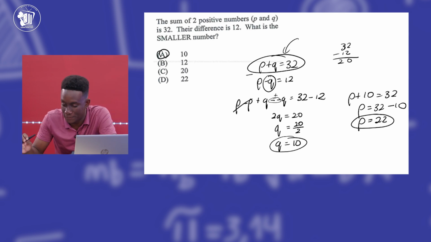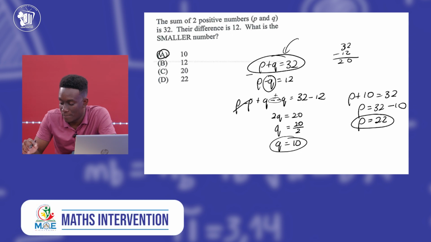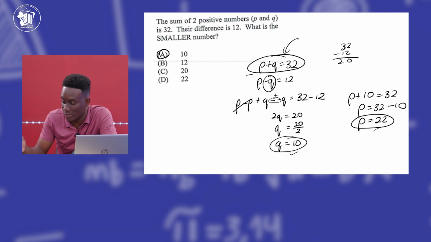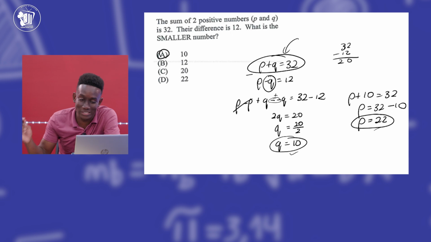And to double check our answer, it says the sum of two positive numbers, P and Q, is 32, so that's right. 10 plus 22 is 32 indeed, and their difference is 12. So 22 minus 10 is 12, so indeed that is true. So the smaller number is 10.